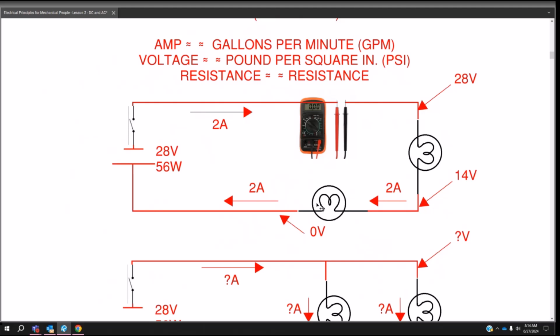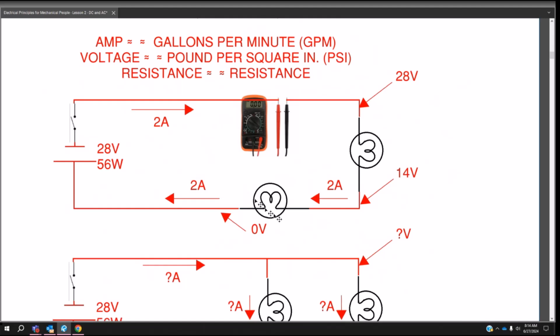Okay. So mathematically, are you still doing V or E equals IR, where V is still 14 and R would be 7 because you just passed 7 ohms of resistance, which would make the current still 2? Is there a mathematical way to understand why that is?